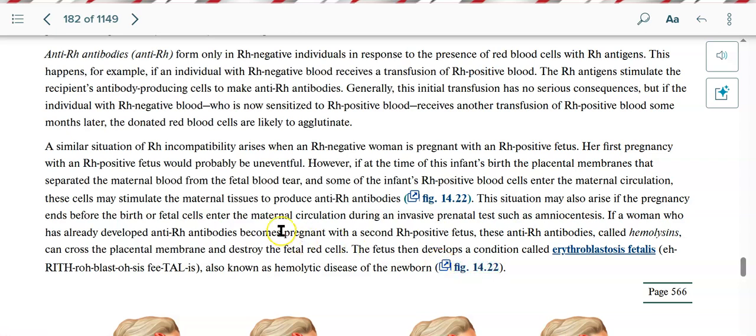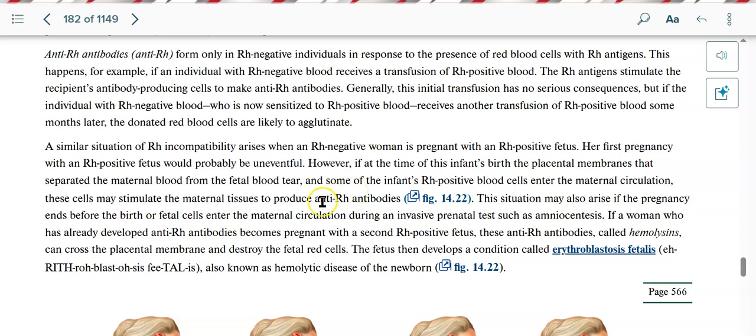Another condition where this happens, a similar situation of Rh incompatibility, can arise when an Rh negative woman is pregnant with an Rh positive fetus. And that is very possible. If the father's Rh positive, the baby could be Rh positive. The first pregnancy with an Rh positive fetus would probably be uneventful, but if at the time of this infant's birth the placental membranes that separate mom's blood from the baby's blood tear and some of the infant's Rh positive blood gets into the mother's bloodstream, they can stimulate the mother's immune system to produce anti-Rh antibodies.